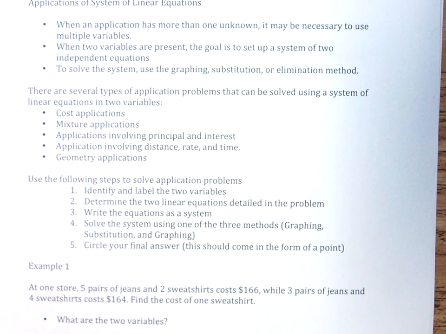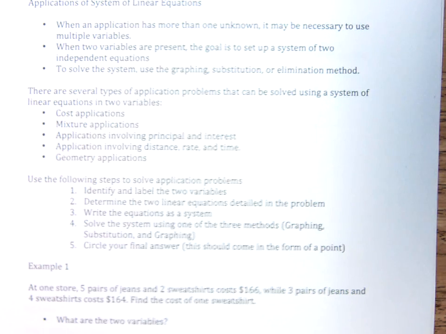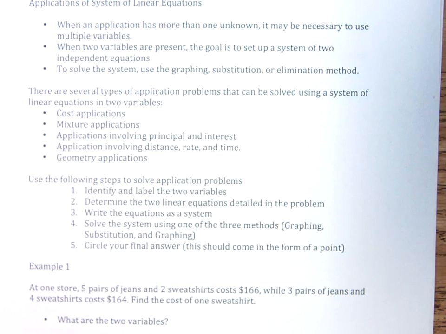All right, so we're going to use applications of systems of linear equations when the application has two or more unknowns that may be necessary to use multiple variables. For example, today's bell ringer, we didn't know the price of sodas and we didn't know the price of pizzas. Two different things that we needed to know the price of, so we had to use two different variables. You can't use the same variable for two different items.